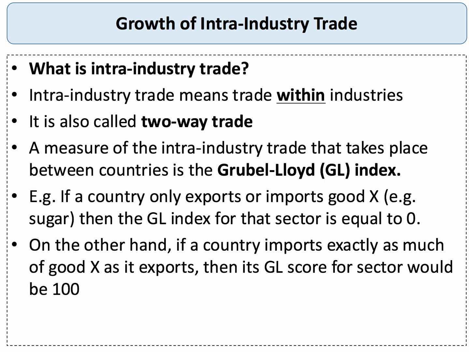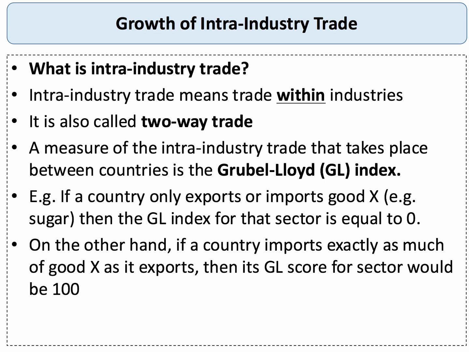There is a measure of the scale or intensity of intra-industry trade. That's called the Grubel-Lloyd Index. But you've never heard of that before. The GL Index. So, for example, if a country only exports or imports a particular product, like a country exports sugar and doesn't import any sugar at all, or a country exports oil but doesn't import any oil, then the Grubel-Lloyd Index would be 0.